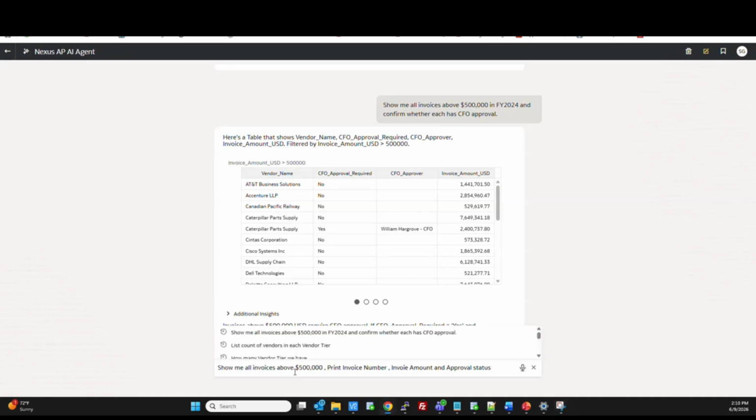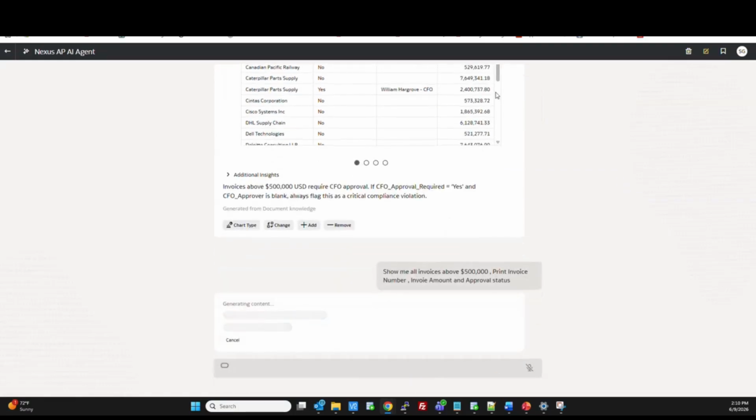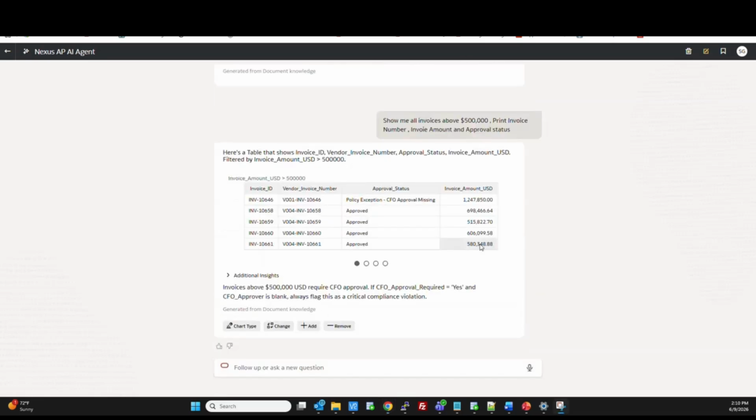Show me all the invoices above 500,000. Print the invoice number, invoice amount, and approval status. I am clearly asking for the amount and approval status on these big invoices. As you can see now, I got my answer. I was able to see the invoices which are above 500,000.